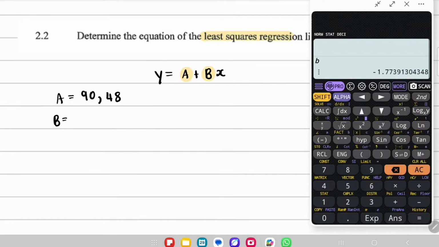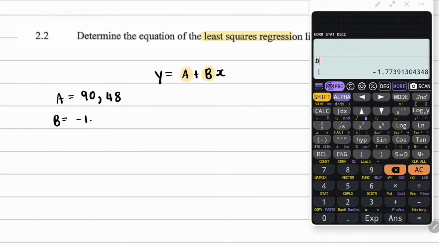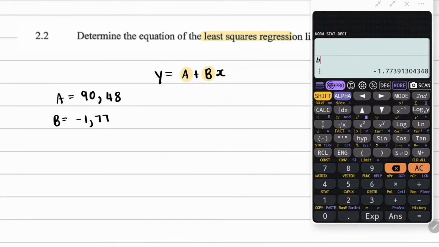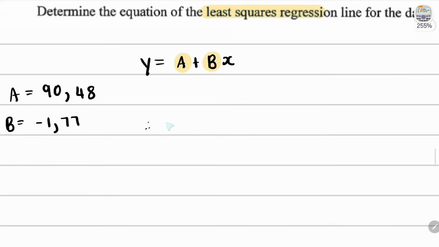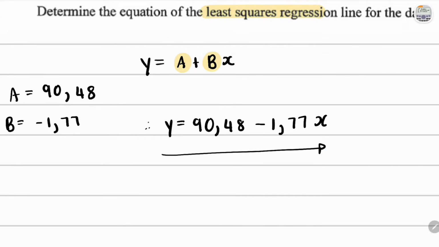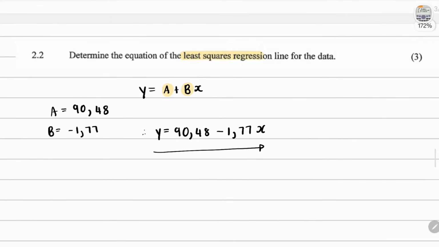And then B is simply negative 1.77. Okay, so if we fill that in, that is simply y is equal to 90.48 minus 1.77x. And that is the equation of our least squares regression line. Moving on to the next question.